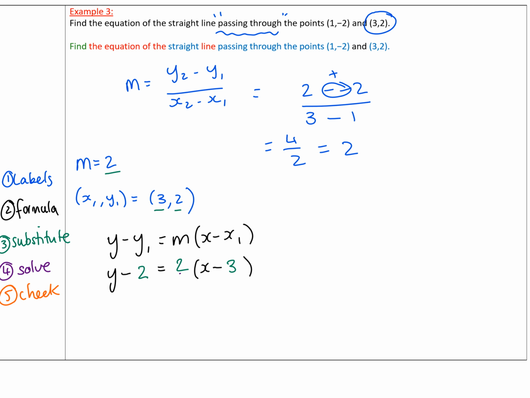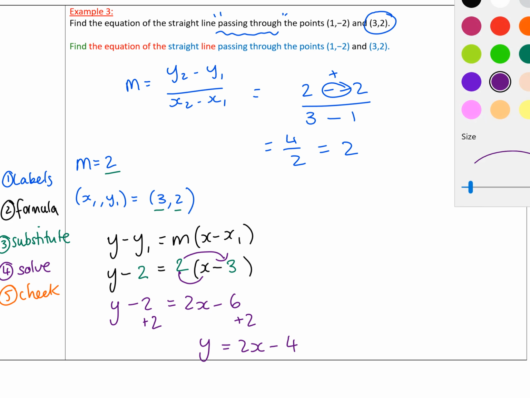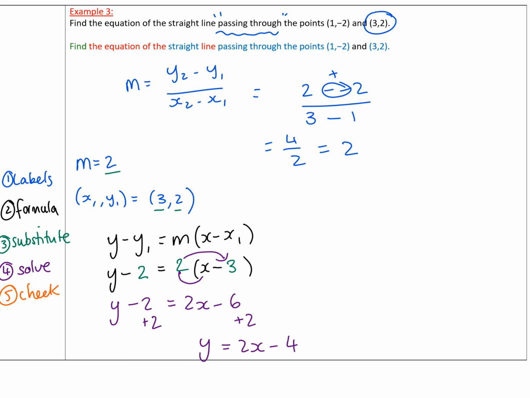We can solve for y by saying 2x minus 6 on the right hand side is equal to y minus 2. And if I add 2 to both sides, this time we can see y equals 2x minus 4. Let's just double check that we've answered the question. We've certainly found an equation, and that is an equation of a straight line because it's in mx plus c.